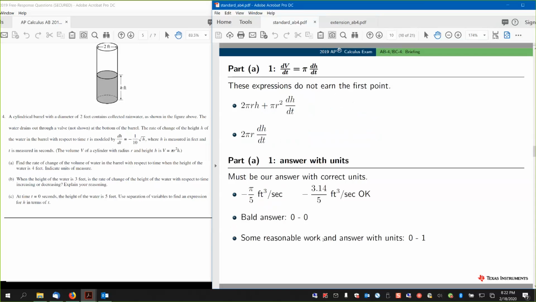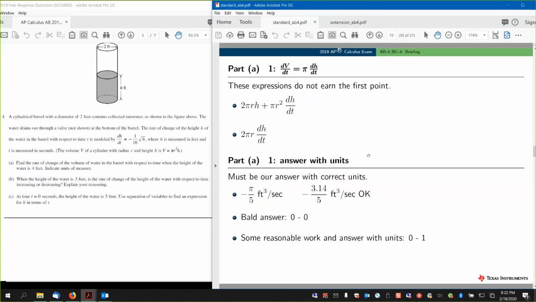So still looking at Part A, here are a couple of expressions that do not earn the first point. This is sort of a duplicate of what we saw a couple of slides ago. We don't see it. Or here the student has taken the derivative of r, but we don't see a dr/dt in there. And in this one, we believe that the student has taken the derivative of r, and they had the dh/dt in there, but you're not going to give them the point there. They've taken the derivative of r.